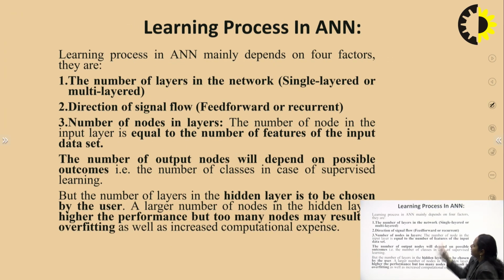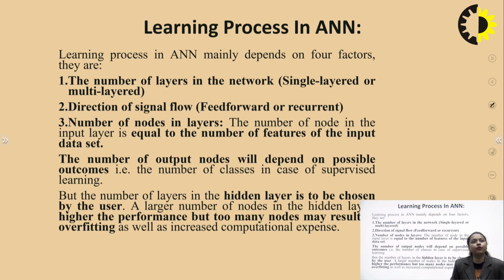So this is the learning process in ANN: how the learning process works, or how we can train a machine using ANN. There are these steps. First is the number of layers in the network. The first factor which is responsible for the learning process in ANN is the number of layers in the network. How many layers are present within the network? Either it is single layered or multi-layered. First, this must be clear. Then there is the direction of signal flow.